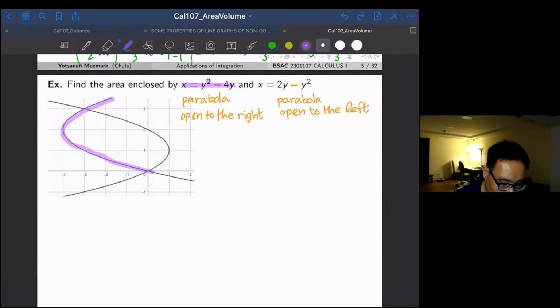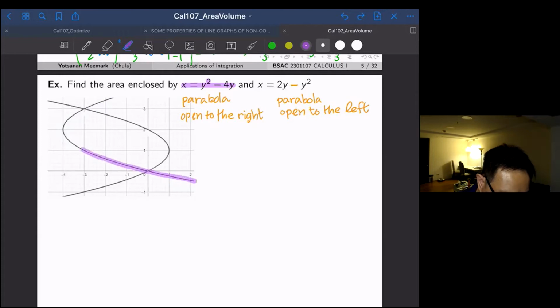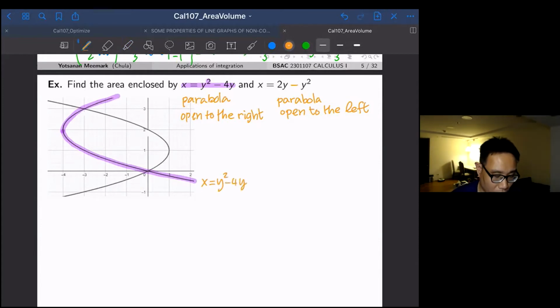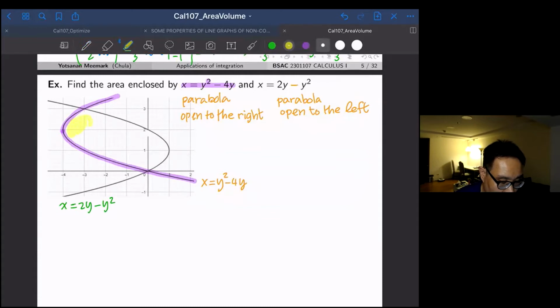Let me try to draw this one like this. It's not nice. Okay, and you have y equal to this guy. So this one is x equal to y squared minus 4y. And you have another one, which is x equal to 2y minus y squared. So that will be another guy. If you'd like to know which one is higher and which is lower, the region that we will find the area of turns out to be the yellow region here, enclosed by these two curves.